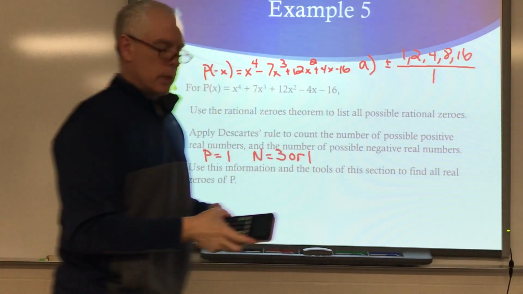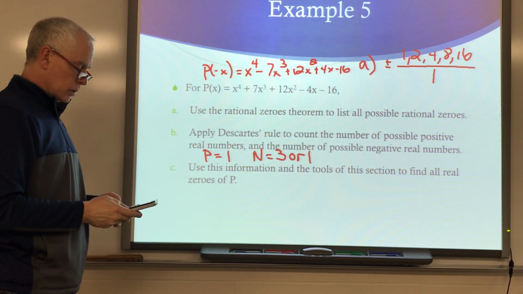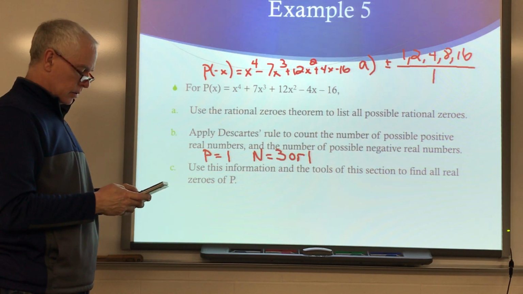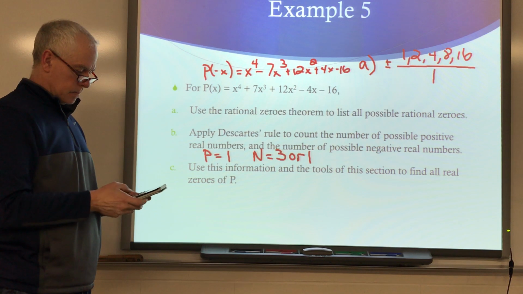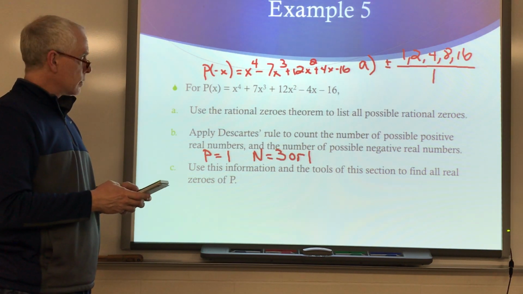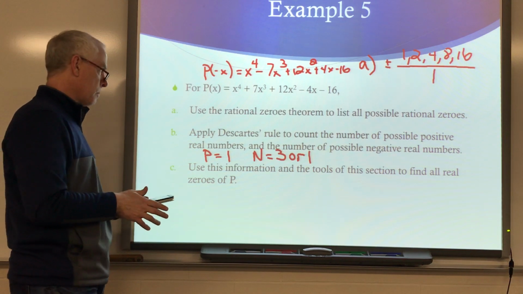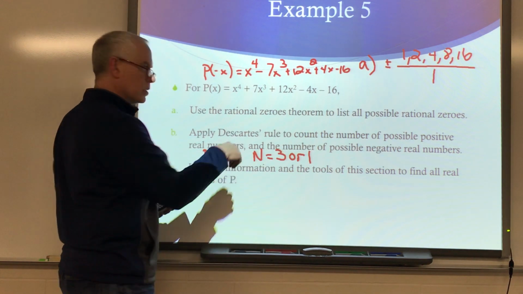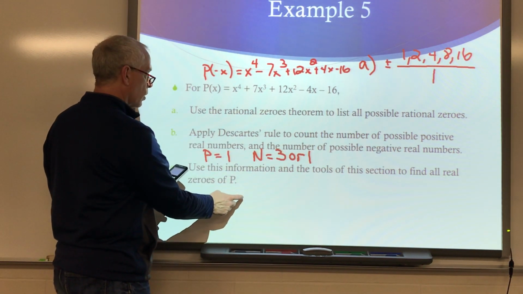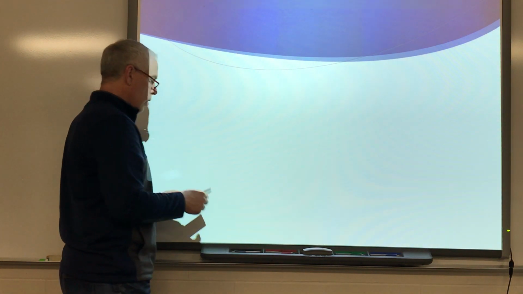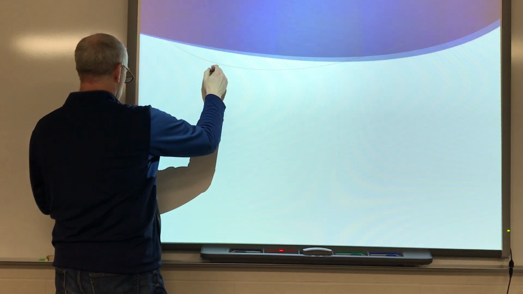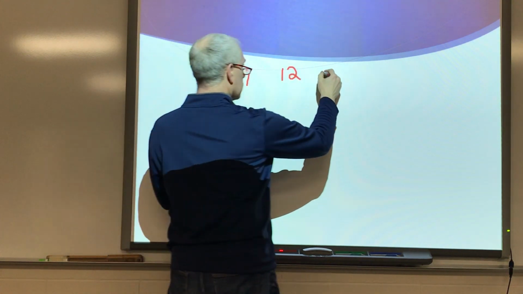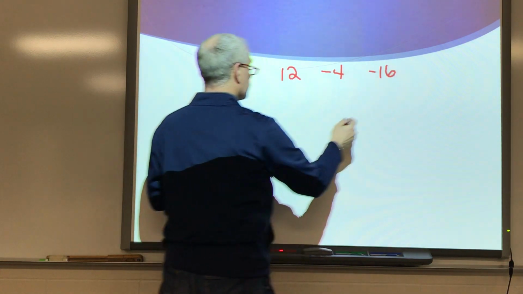Okay, so now we're going to do what we did on the previous slide. So I would suggest you go into your y equals, and we're going to put that function in there, x to the fourth plus 7x to the third plus 12x squared minus 4x and then minus 16. And we're going to graph it. Okay? And I'm going to go on to the next slide to just give me a blank slide to work with here. Okay? So I have 1x to the fourth, 7x to the third, 12x to the second, negative 4x, and negative 16. Okay?